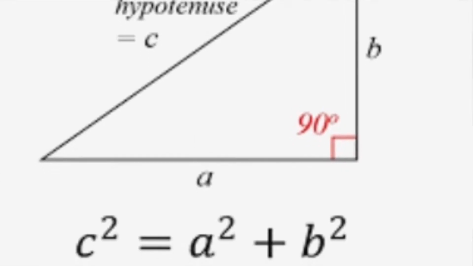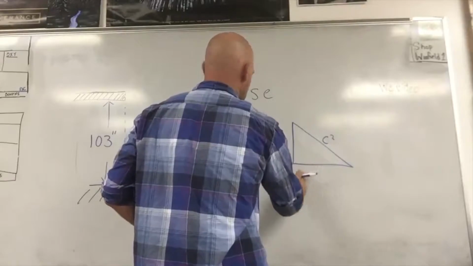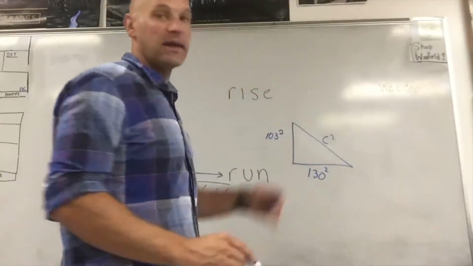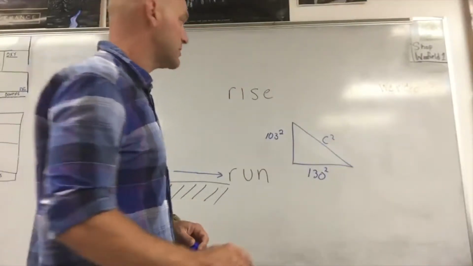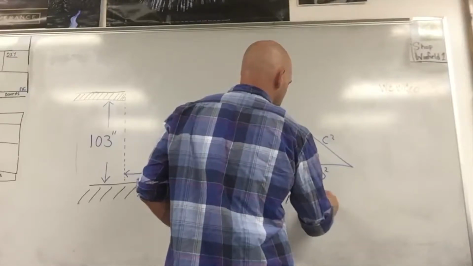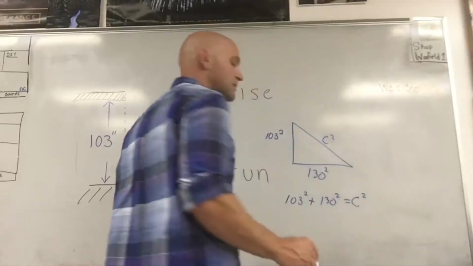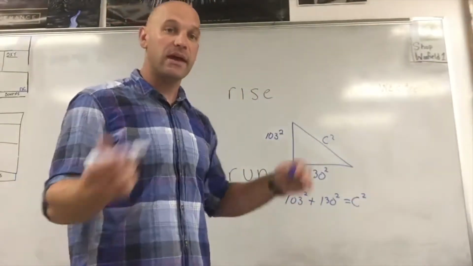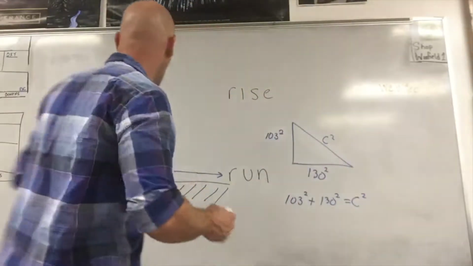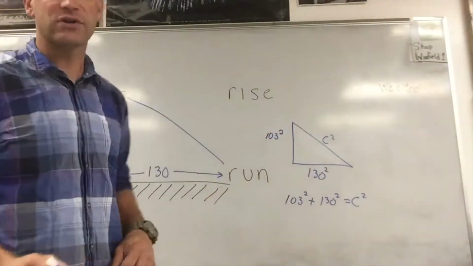Our rise is 103 squared. Our run is 130 squared. And that will give us c squared, once we take the square root. So 103 squared plus 130 squared equals c squared. We'll do the math on that and then figure out our hypotenuse, or how big of a board we need for our stair stringer.